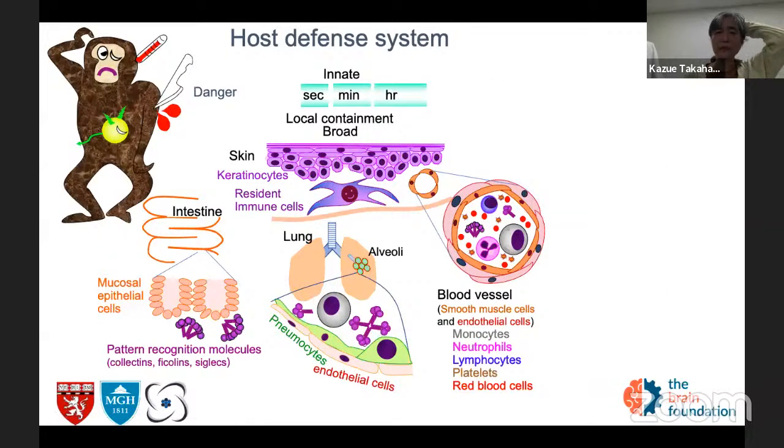Now, I'd like to start with a big picture, at least to me. Thanks to the host defense system, we have innate immunity, which kicks in within seconds or minutes after our body is exposed to danger, could be just injury or an invading pathogen, and provides local containment. And one of this system is the pattern recognition molecules, which MBL belongs to.